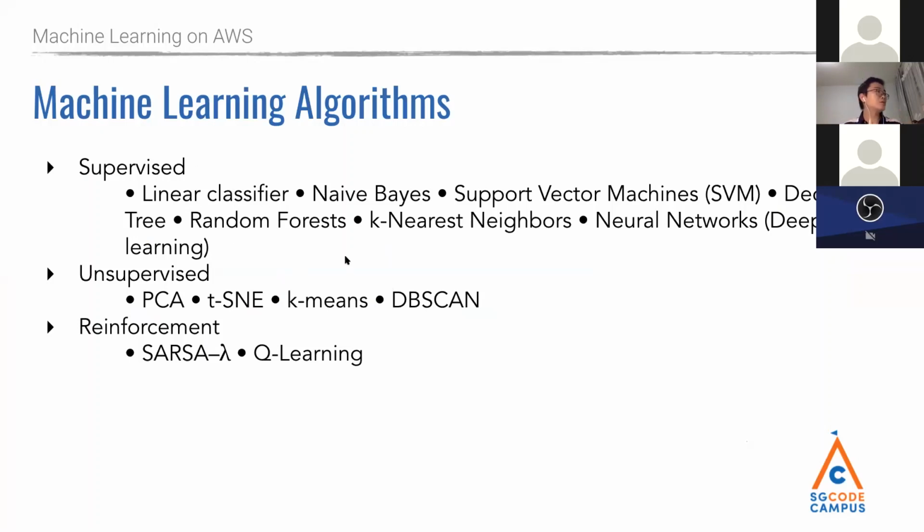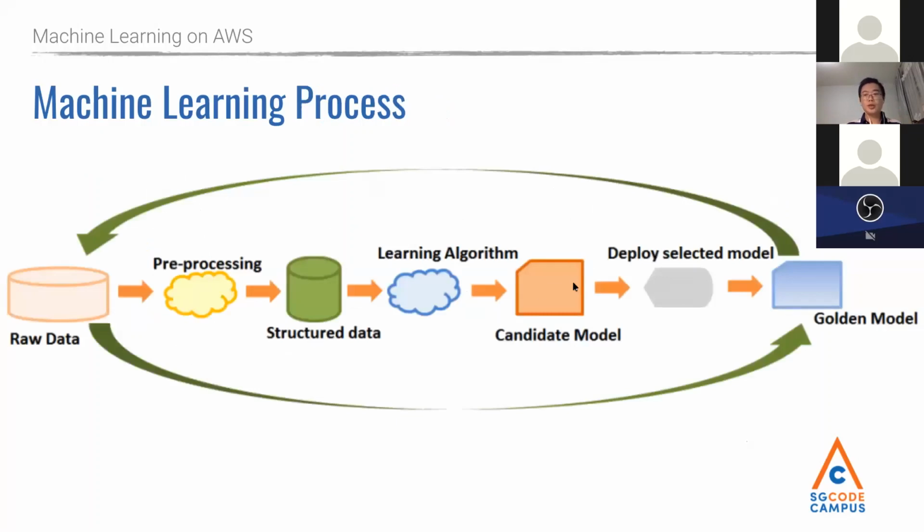So one model is not enough. You need to do model tuning. There are a lot of candidate models for you to choose from. You choose the best to deploy as your golden model. This is the general process. And after the golden model is built, you can do predictions with new raw data. Then that helps you to interact or to do any task or decision making.